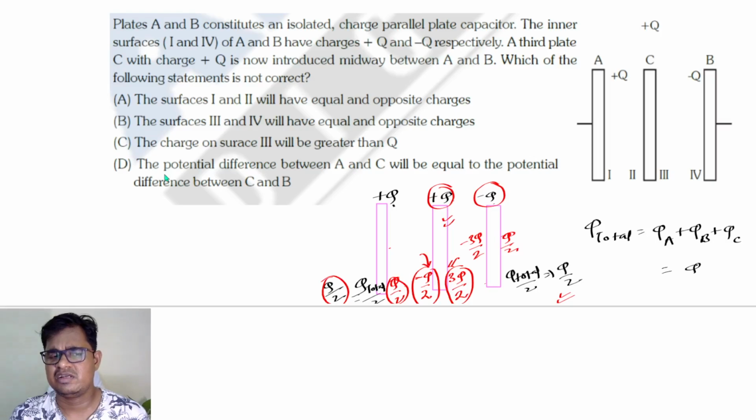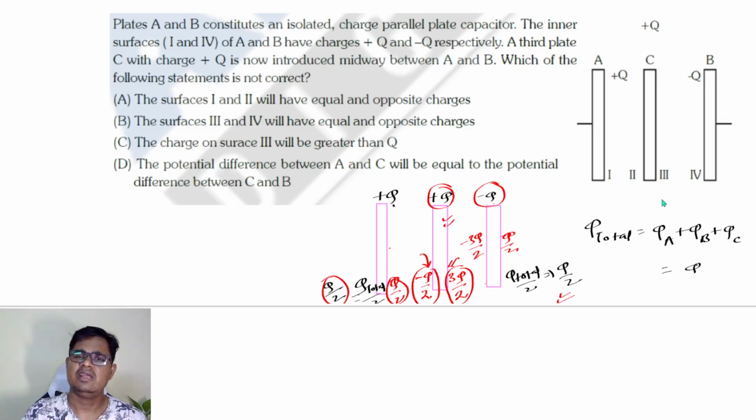Let's check it. The potential difference between A and C will be equal to the potential difference between C and B. So between A and C, the electric field is Q by 2 A epsilon naught here, and here the electric field is 3Q by 2 divided by A epsilon naught. So this has a greater electric field as compared to this one. That means their potential differences will not be the same, and that's why option D is incorrect here.